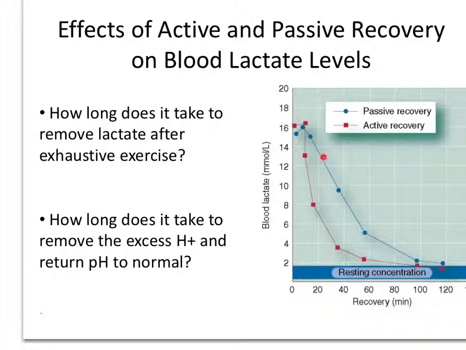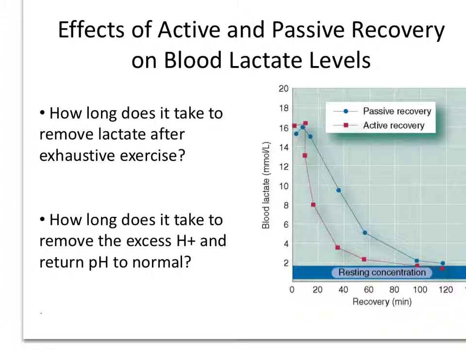See, the passive recovery is going down here. Takes about 100 minutes to get close, about 2 hours to get all the way down to resting. But you can see here with the active recovery, it goes down much quicker, gets down to real low levels after about 35 minutes, and then almost down to resting after about 60 minutes. So much quicker ability to deal with lactate if you're doing a little bit of a cool down.